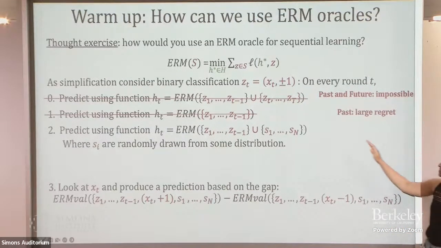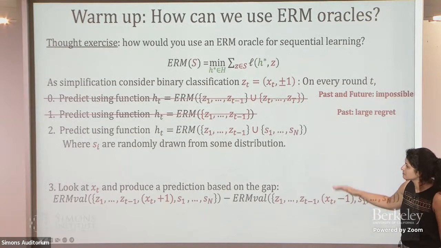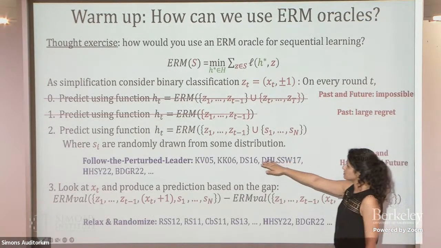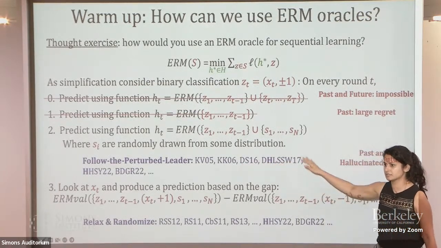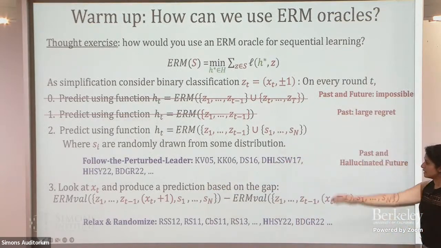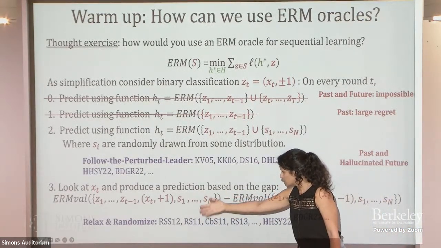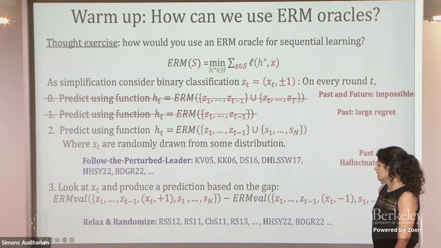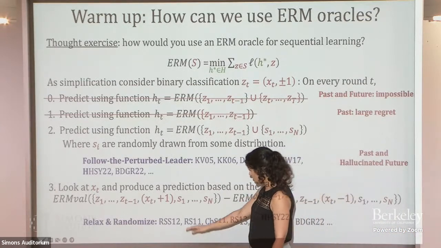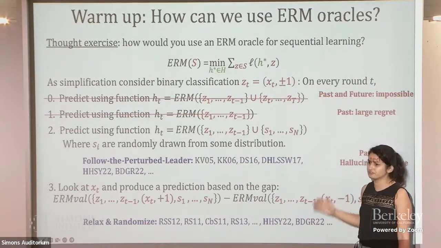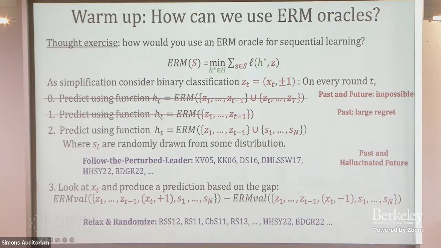Okay. So let me just assign names to the second and third approach. This is optimization over past and a hallucinated future. Hallucinated because there's no reason these samples that you are cooking up have anything to do with the future. And these two lines of work: the first one is the follow the perturbed leader style of argument and algorithm design, introduced by Hannan and Kalai, which has a long history of being used in many different settings. The second one has different names, but one popular name for it is relax and randomize, introduced by Rakhlin, Sridharan, and Shamir, and again has been used in many, many different settings. Both of them together, I think, have revolutionized what we think about sequential decision making.